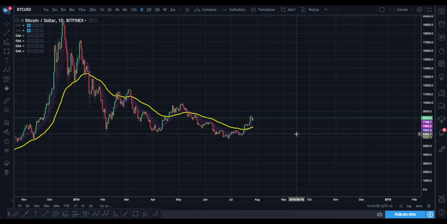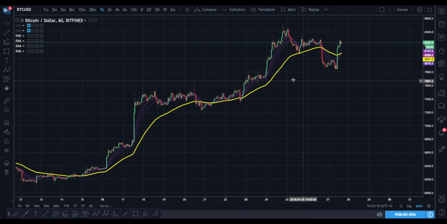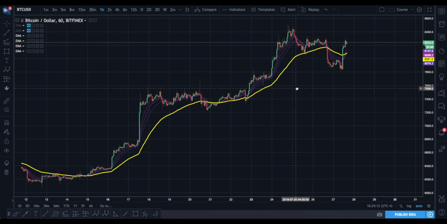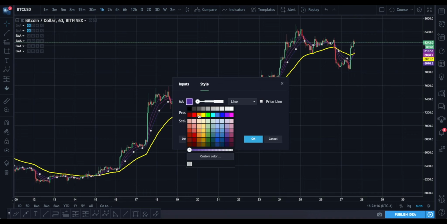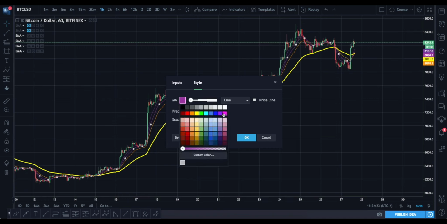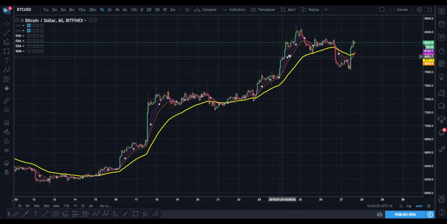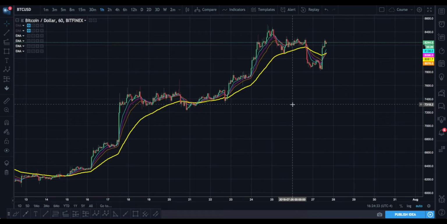Okay? You can put them in any color that you want. I personally keep my 55 EMA as yellow, and then I have the 21 as orange, like this. I then have the following one, the 14, as pink, and then I have the closest one, which is the 9, as baby blue. All right?